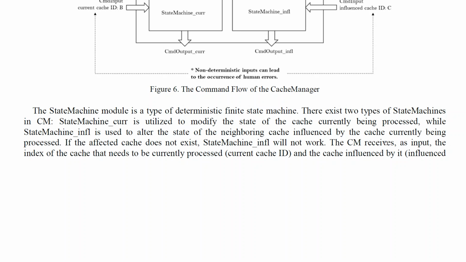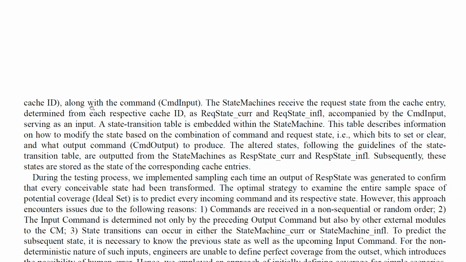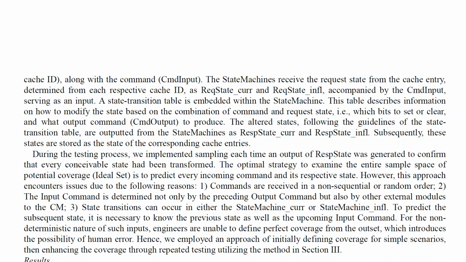The CM receives as input the index of the cache that needs to be currently processed, the current cache ID, and the cache influenced by it, the influenced cache ID. Along with the command as input, the state machines receive the request state from the cache entry determined from each respective cache ID, as REQ state _CURR and REQ state _INFL, accompanied by the CMD input.